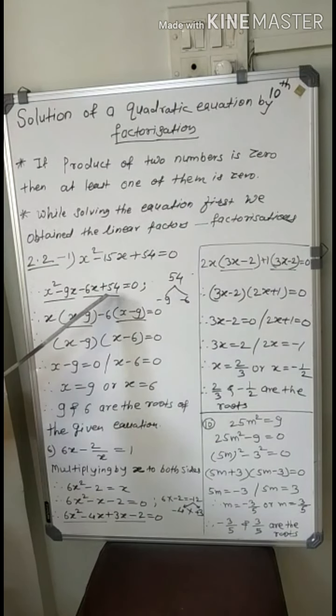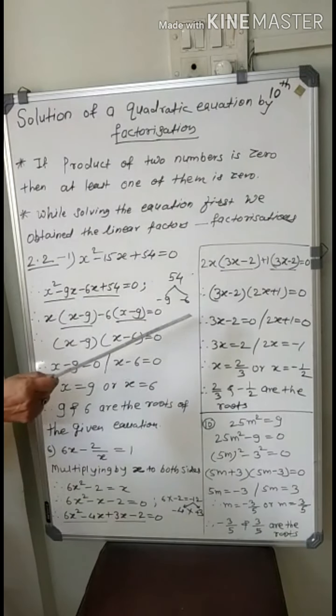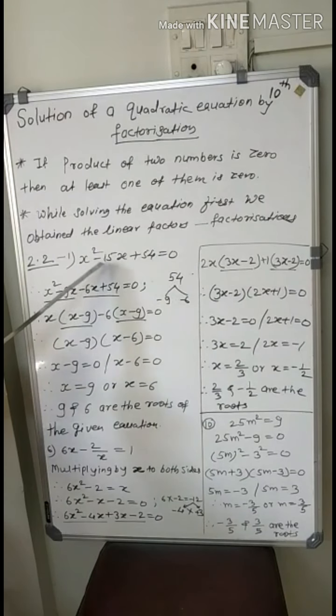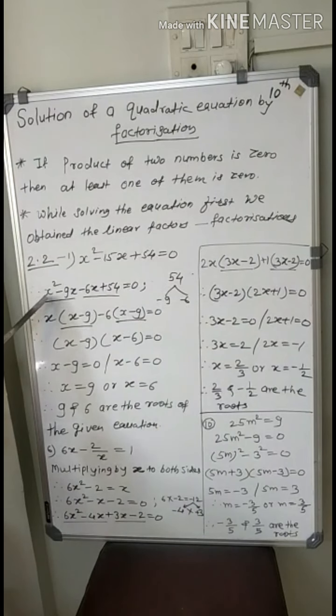And see the sign of the constant term. Here 54 is the constant term and its sign is plus. So minus into minus will be plus. So the remaining sign is minus. So I have given the minus sign to 6. So minus 6 and minus 9, the sum is minus 15. So instead of minus 15x, we substitute minus 9x and minus 6x. So write here x square minus 9x minus 6x plus 54 equal to 0.